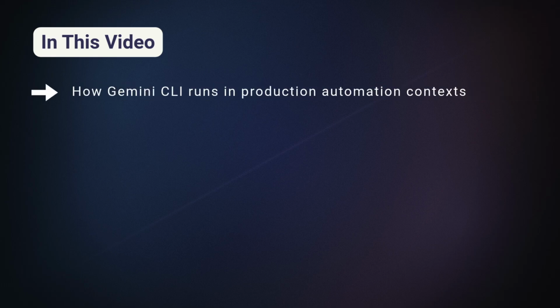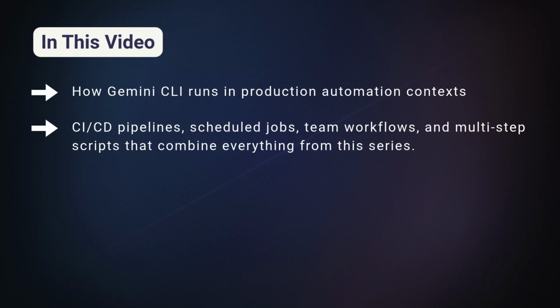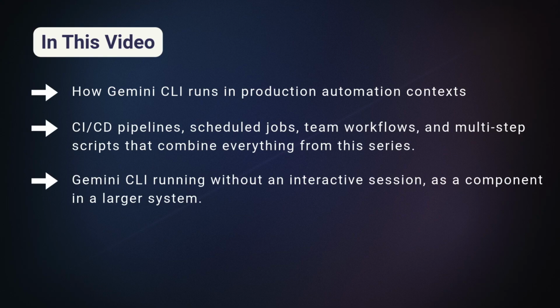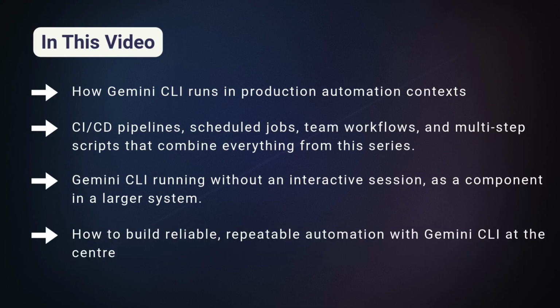We are going to look at how Gemini CLI runs in production automation context: CI/CD pipelines, scheduled jobs, team workflows, and multi-step scripts that combine everything from this series. The through line is headless mode, Gemini CLI running without an interactive session as a component in a larger system. By the end of this video, you will have a complete picture of how to build reliable, repeatable automation with Gemini CLI at the center. So let's get into it.